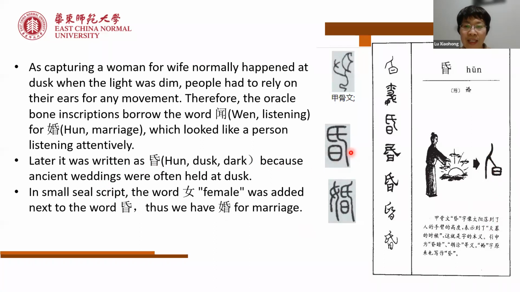So originally, the word 昏 is used to refer to a marriage for a man, as the marriage was held at dusk. So in small seal script, the left side is a woman. So this woman particle was added next to the word 昏. So today we still use the pronunciation of 昏 to refer to the marriage. So that's how the word 婚, marriage, came into being.